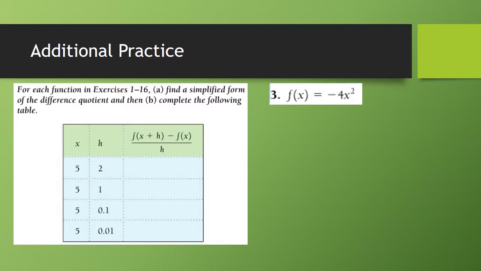Okay, these are some practice problems. Pause the recording to do them, and then resume to check your answer and continue in this way through the rest of the recording.